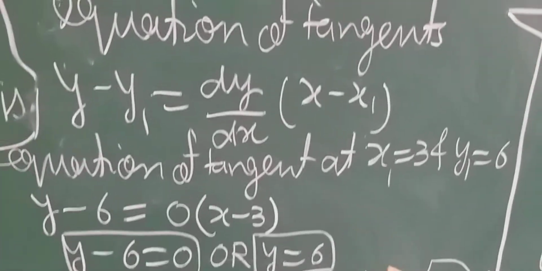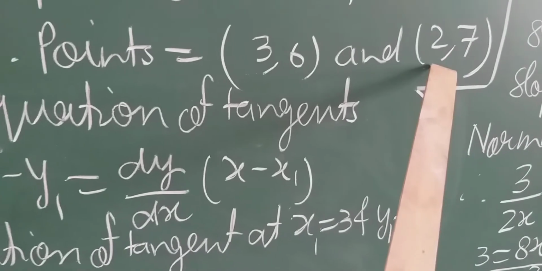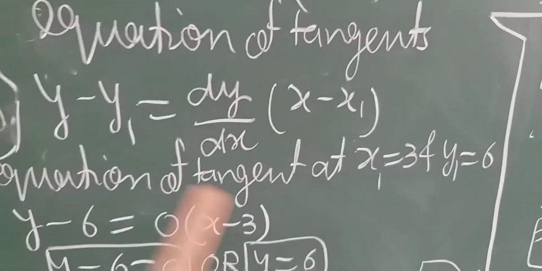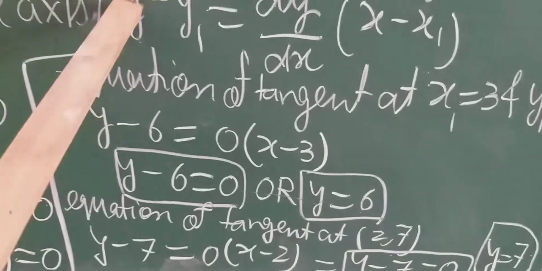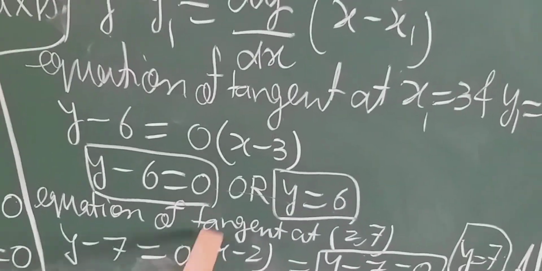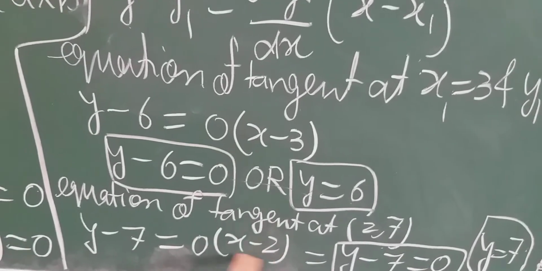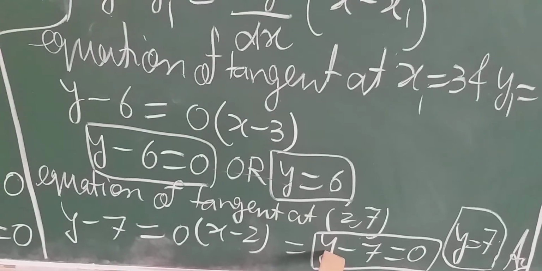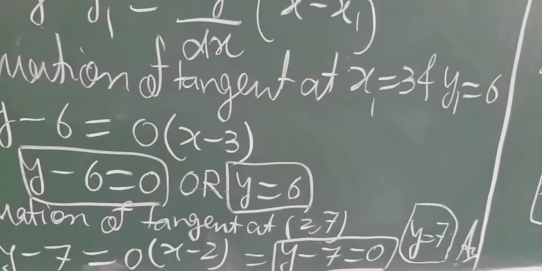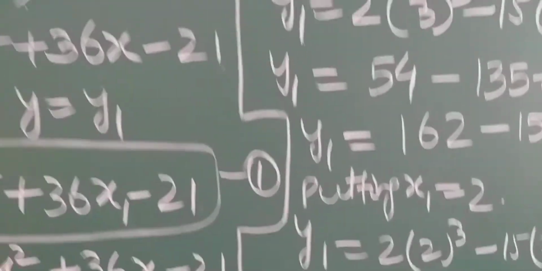Now one more point is there, (2, 7). So let us put the value of x1 as 2 and y1 as 7 in the same equation. Then it will be y minus 7 equals 0 times (x minus 2). So 0 multiplied by (x minus 2) will be 0. Then the equation of the tangent will be y minus 7 equals 0, or you can say y equals 7. So this is the method, students.